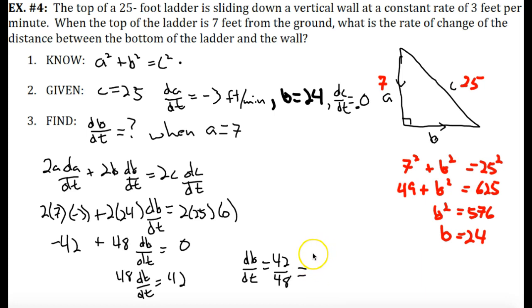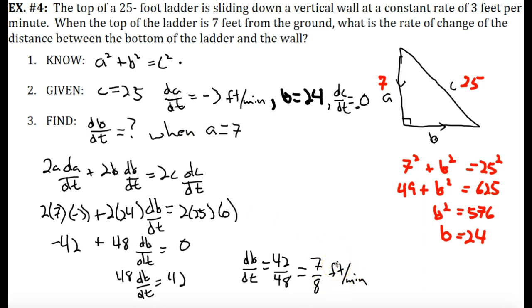So, I'm sorry, but they're both divisible by 6. So we get 7 over 8, and our units would be feet per minute. Now, I should have put my units in as we went, just to double check my final units were correct, but I forgot to do that. We do need to make sure that we have our units tacked on at the end.